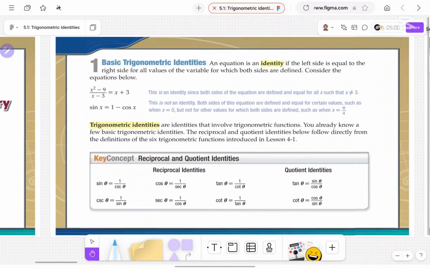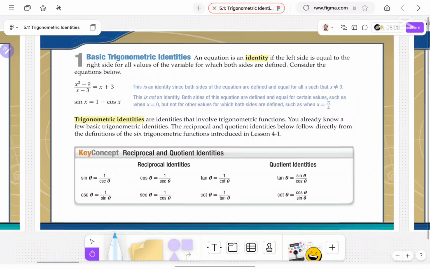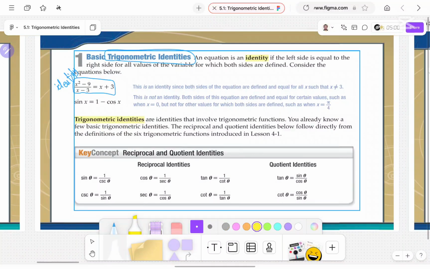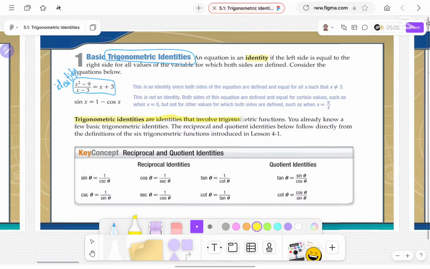Okay, now let's start with the first thing here, the basic trigonometric identities. Any equation that is true for all values is considered an identity, so we call it an identity. Trigonometric identities are identities that involve trigonometric functions. So if I have sine, cosine or tangent, we now call it a trigonometric identity. This is the difference between the normal identity and the trigonometric identity.